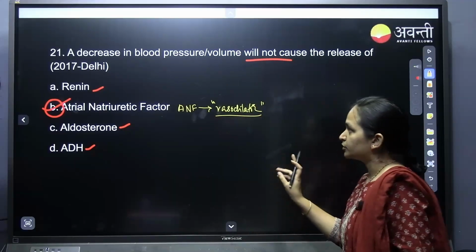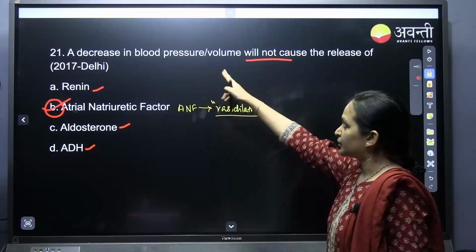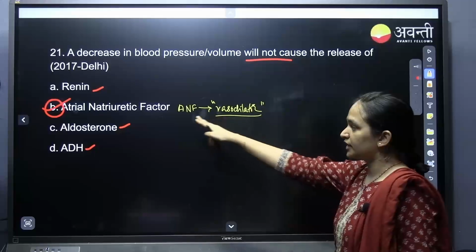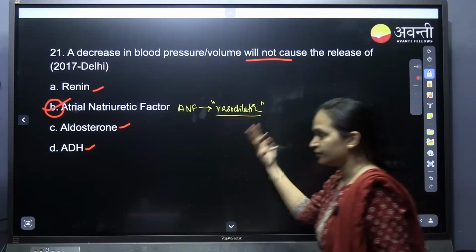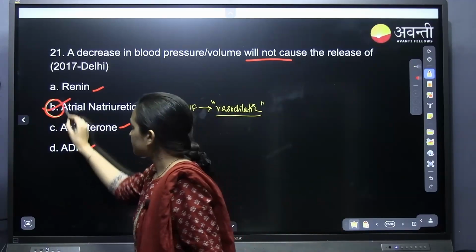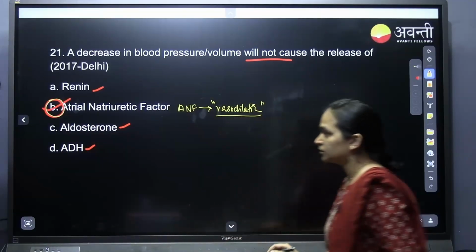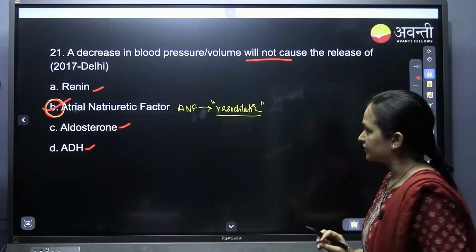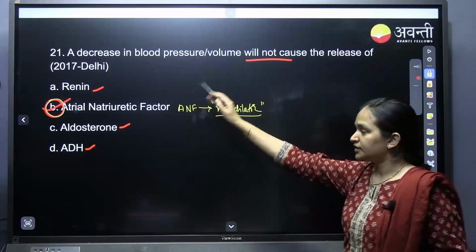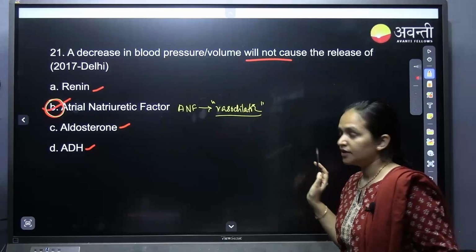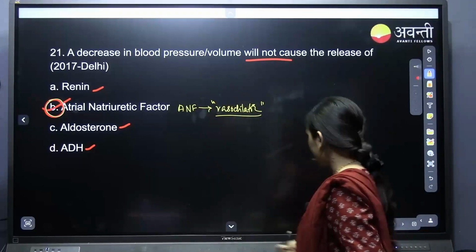So, anyway, it is a decrease in the blood pressure. Why would the release of ANF decrease the blood pressure again? It will not take place. The body has its own mechanism, yes. Which means B is the correct answer, B for Bombay, the correct option. It will not cause the release of ANF because ANF itself is a vasodilator. Why would it again cause vasodilation?